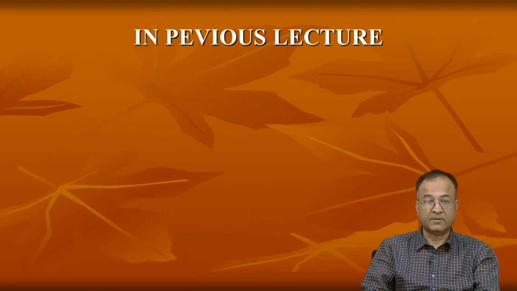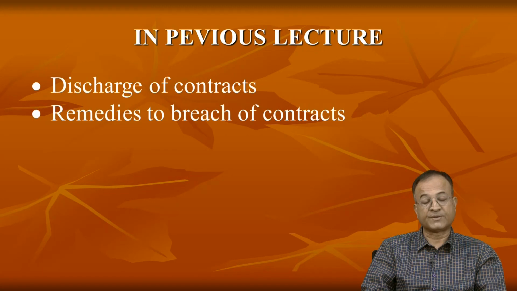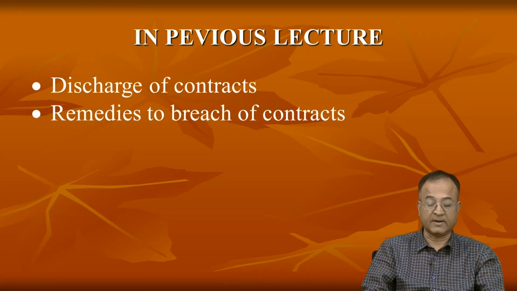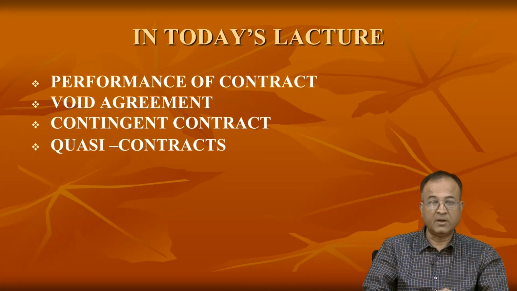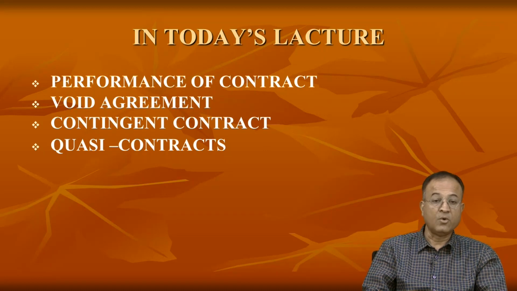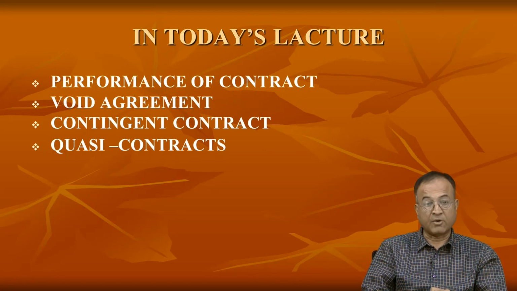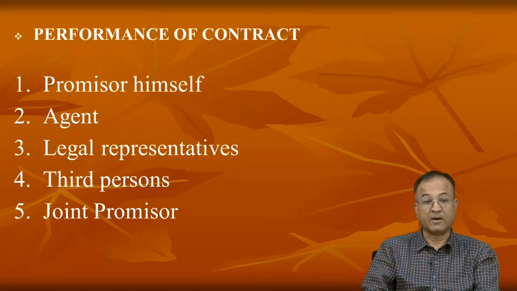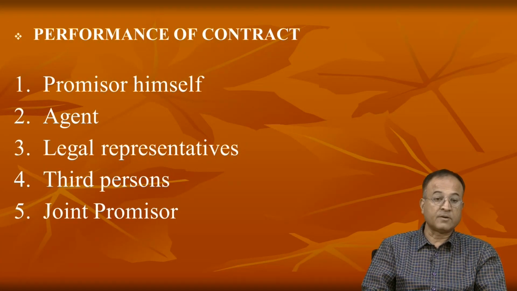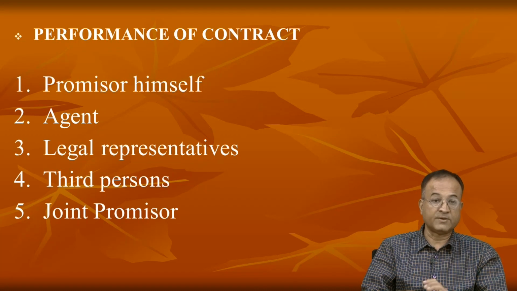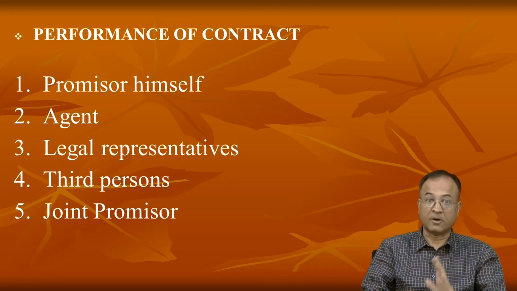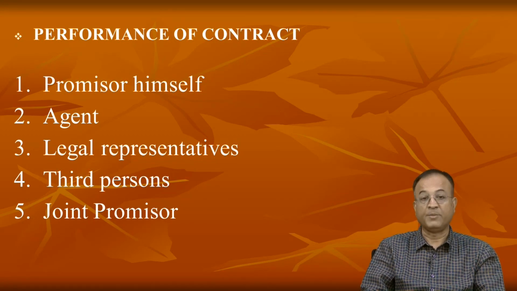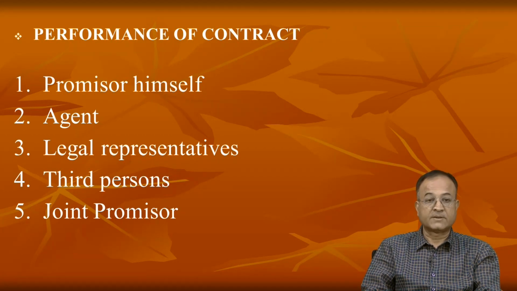In last lecture, we discussed about discharge of contract and remedies to breach of contracts. And what about today's lecture? In today's lecture, we will discuss about performance of contract, void agreement, contingent contract, and quasi contracts. We'll start with performance of contract. Performance of contract covers 5 things. First, promisor himself, agent, legal representative, third person, and joint promisor.